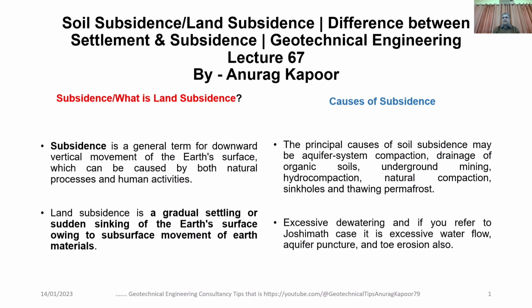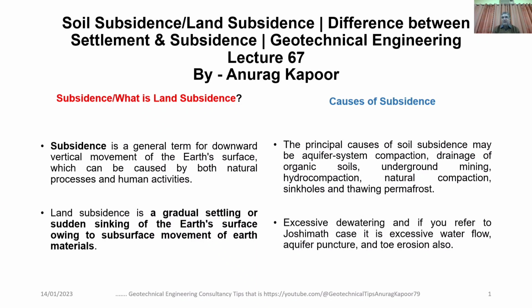What are the causes of subsidence? The principal causes of soil subsidence may be aquifer system compaction, drainage of organic soils, underground mining, hydro compaction, natural compaction, sinkholes, thawing permafrost, etc. And one or two other causes, such as excessive dewatering.